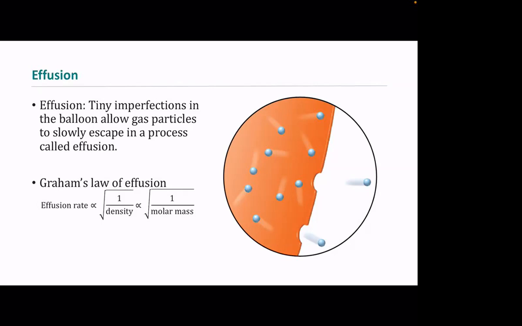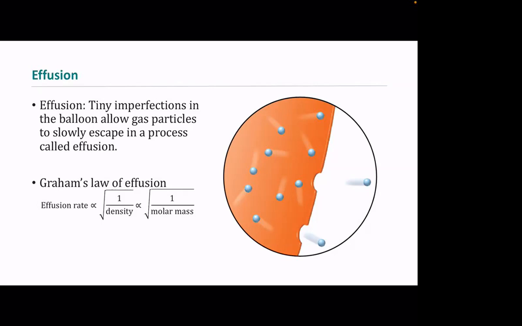Effusion, your balloons, they're not perfect. They can have gaps in that mylar material or in the plastic material. And it shows this mathematically, and it's basically just a relationship. But basically, what you've got to realize is the heavier the gas, the slower its rate of diffusion and effusion. So we can say this all about diffusion and effusion.